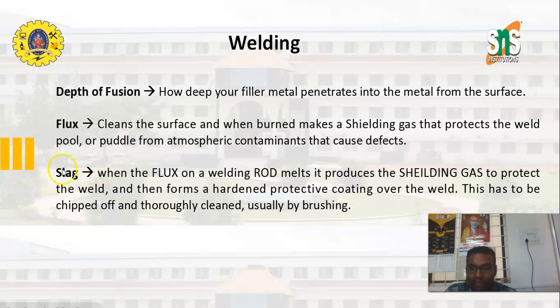Next important term is a slag. When the flux on a welding rod melts, it produces the shielding gas to protect the weld and then forms a hardened protective coating over the weld. This has to be chipped off and thoroughly cleaned, usually by brushing.